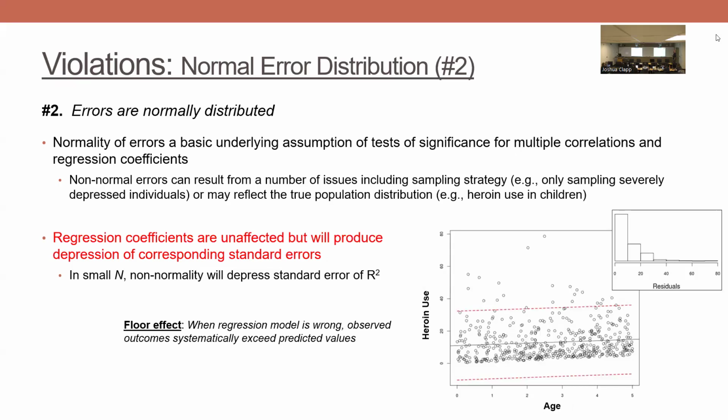So if I have skewed residuals, what's going to happen? My regression coefficients are then, once again, not going to be impacted, right? My regression coefficients are going to be unbiased estimates of the population parameter. But what I'm going to have is a problem with my standard errors. If my standard errors are too small, what happens to my tests?